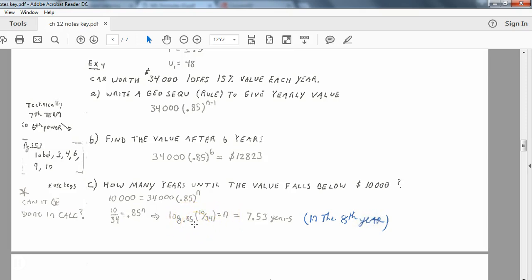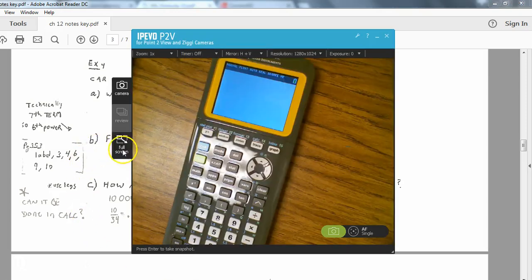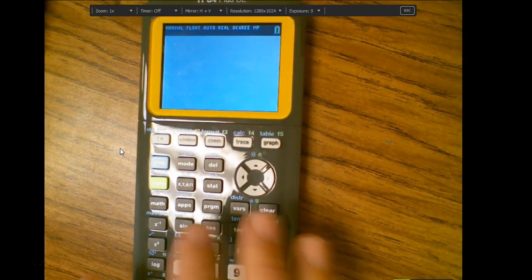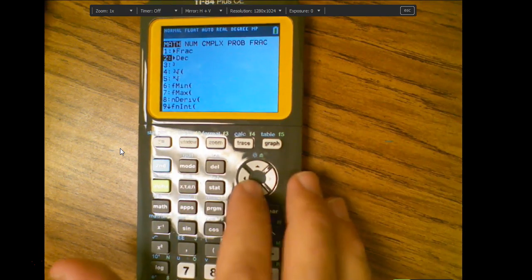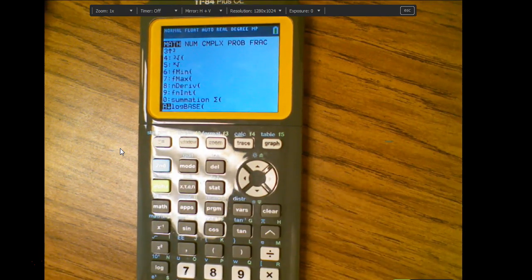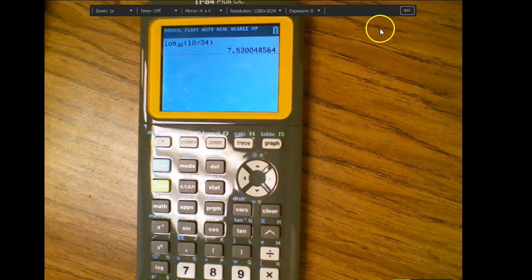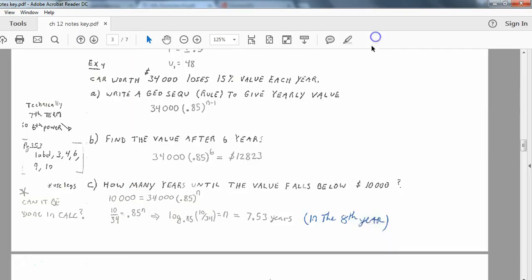So I'm going to remind you really quick of how we can do that in our calculator. So I have the log base 0.85 of 10 over 34. So let me show you real quick how you could do that in a calculator. One of the cool features on here is if you go under math, go down to the option that says log base, and we can literally just type that in. So I can put in the 0.85. Right here I can put in the 10 over 34 and just hit enter. And we have our answer. So that's one way of coming up with the answer that you see here directly from the calculator.